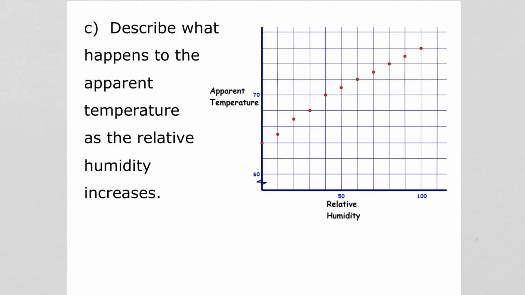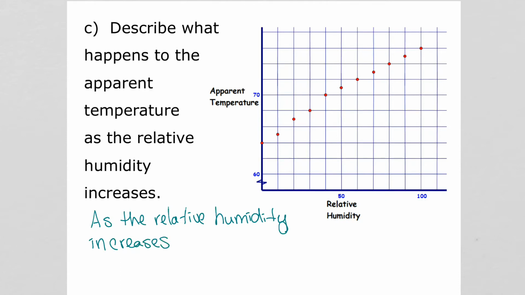Next, it says, describe what happens to the apparent temperature as the relative humidity increases. So, as the relative humidity increases, what happens to the temperature? Well, it also increases. The apparent temperature increases.